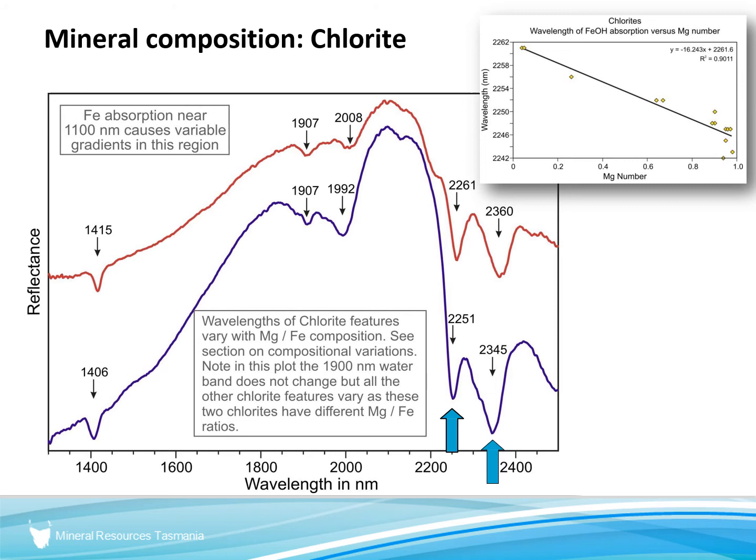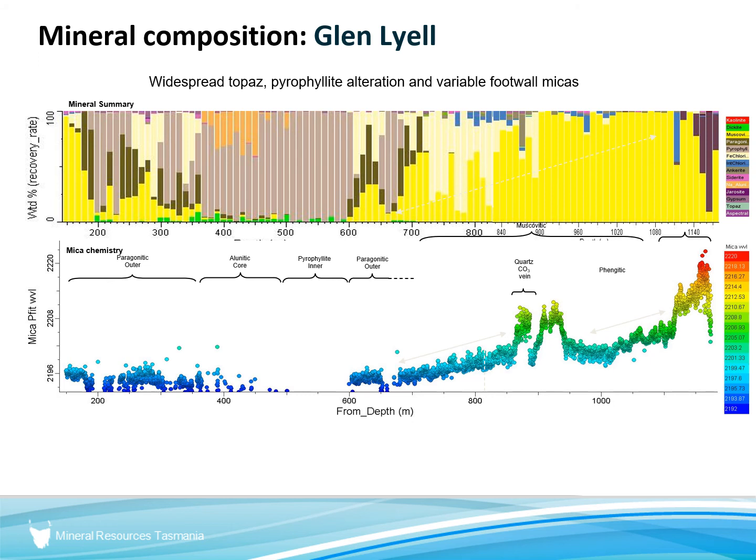Mineral composition variation is something we use a lot in hyperspectral geology. Here's chlorite, so an iron chlorite and a magnesium chlorite. The major features, the chlorite features here associated with magnesium and iron bonds, vary according to the composition of the chlorite in a linear way. There's a linear relationship between magnesium number and the wavelength of this feature here, but also other features. And we can map that down drill holes.